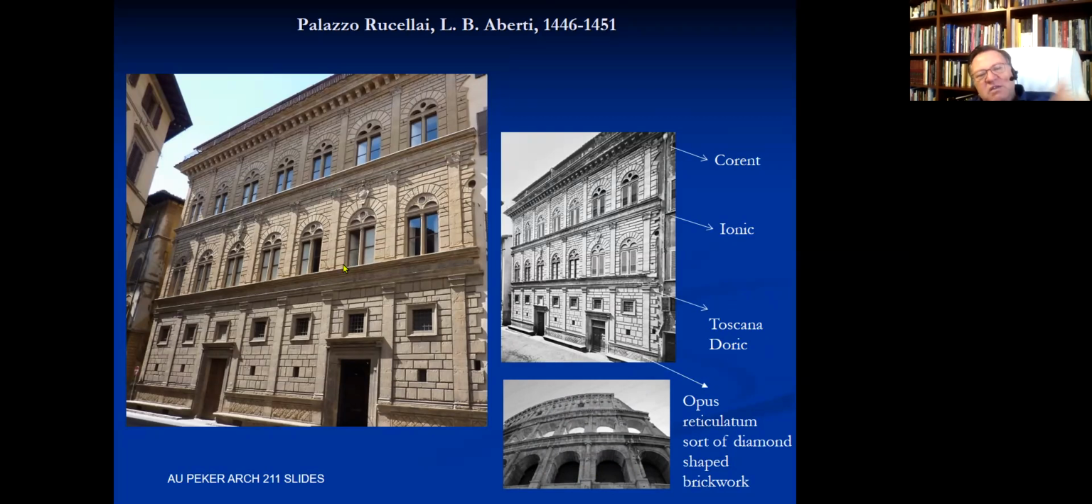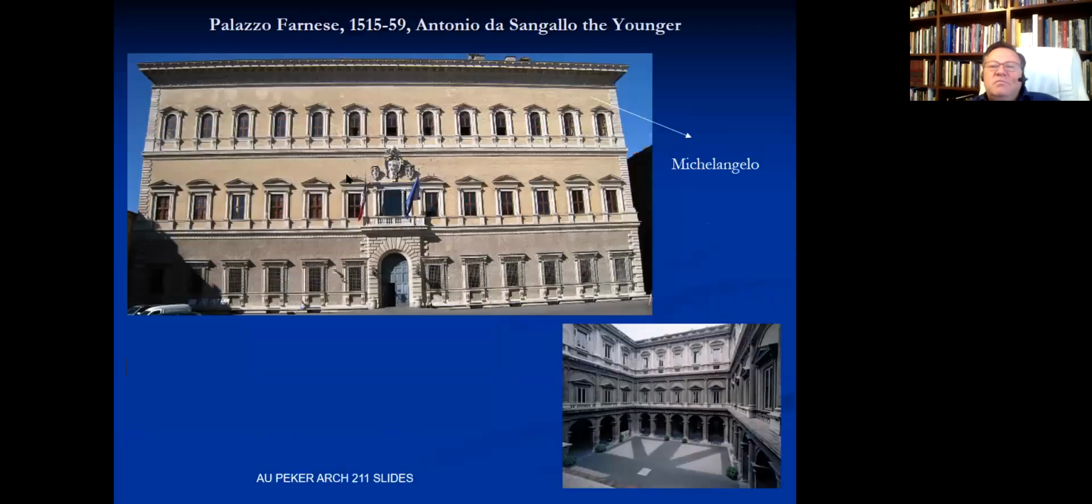This is another case. Palazzo Farnese by Antonio da Sangallo, in a similar way, gives us essentially horizontal developments of the building. Michelangelo added this section at the top later on, this cornice, with triglyphs. You see triglyphs? That would have been in a Greek temple.